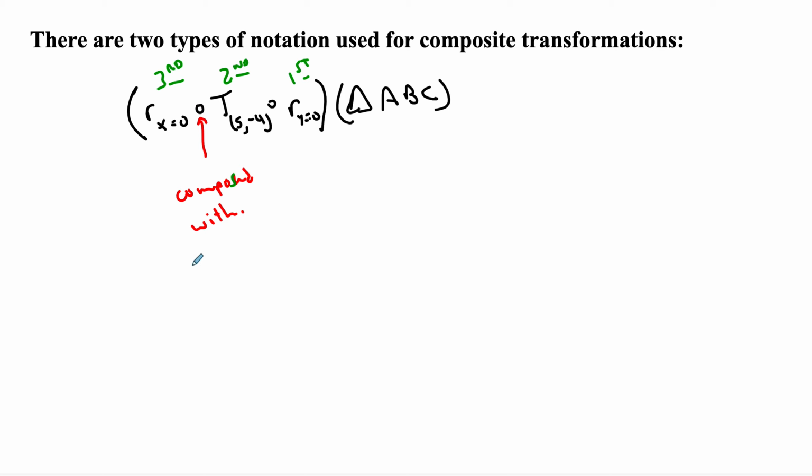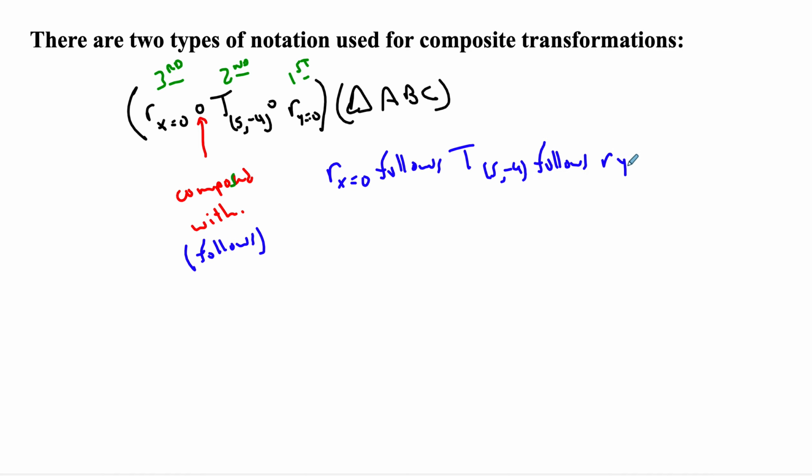The other way to read this is follows. You could also think of this as follows. So this would be read as a reflection over x equals 0 follows a translation over 5, negative 4 follows a reflection over line y equals 0, which means that this will come first, second, and then third. The key thing is whatever is closest comes first.